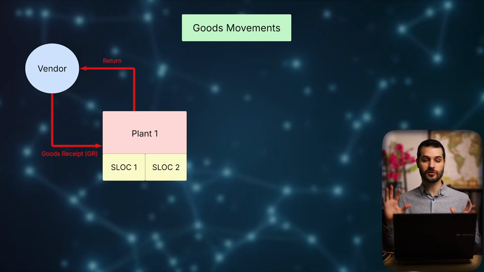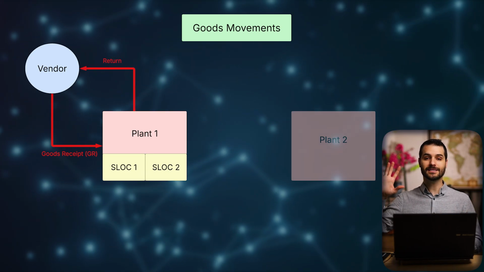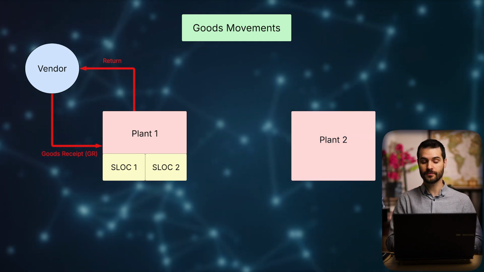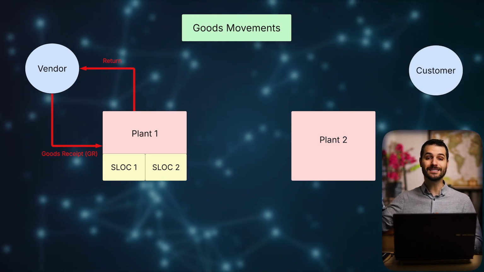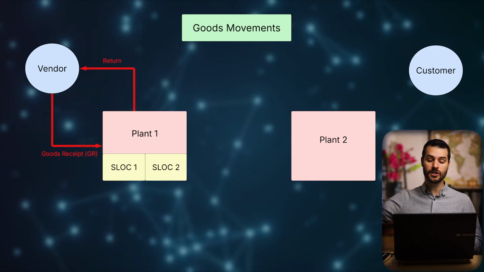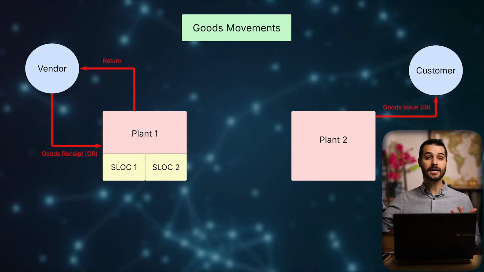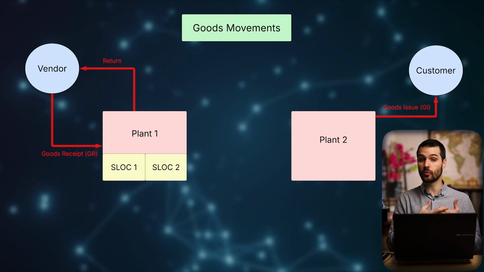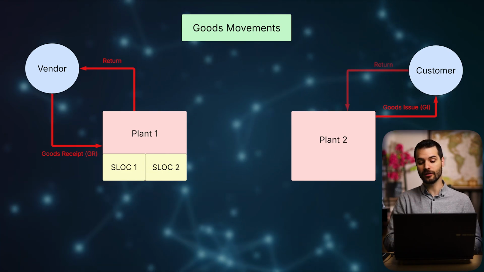And on the flip side, that's on procurement. What about on the sales side? So let's add a separate plant, and let's say this plant is supplying our customer. In that instance, we have a goods issue of widgets from our plant to our customer. And then again, the customer may have a reason why they want to return the widgets back to us. So we can have that flow.